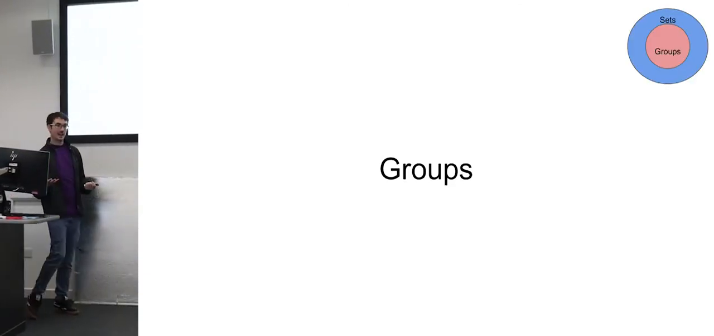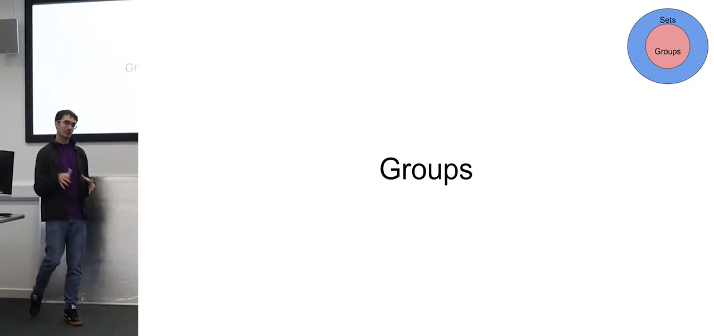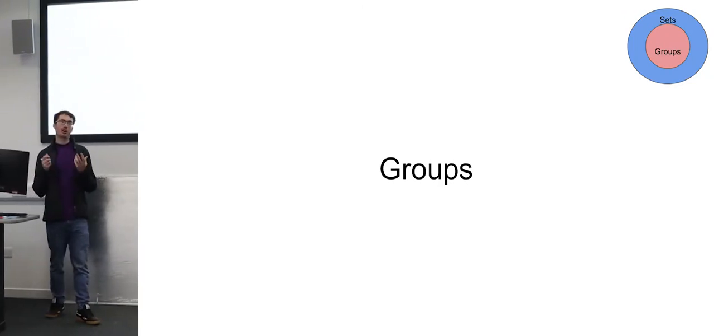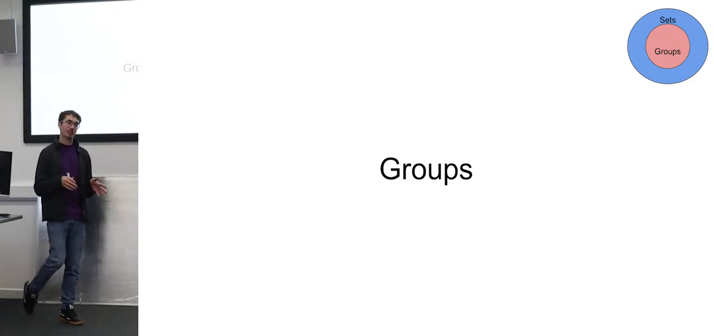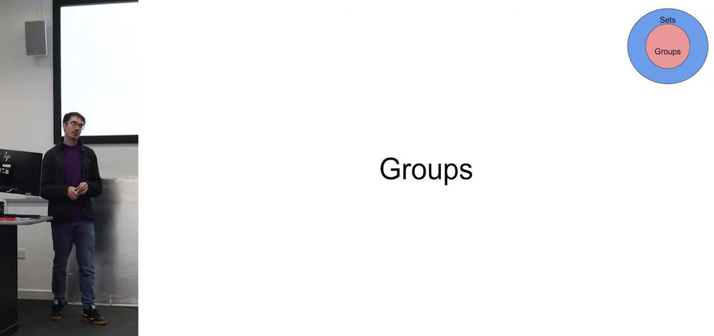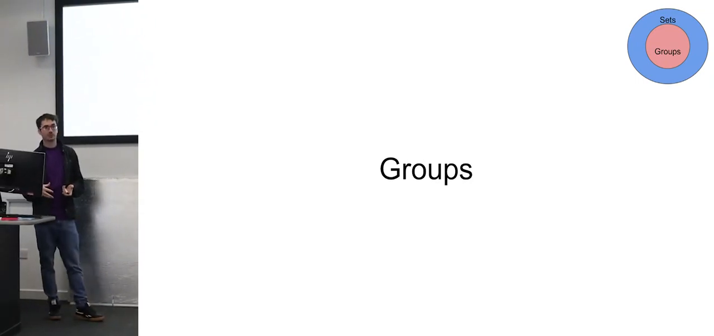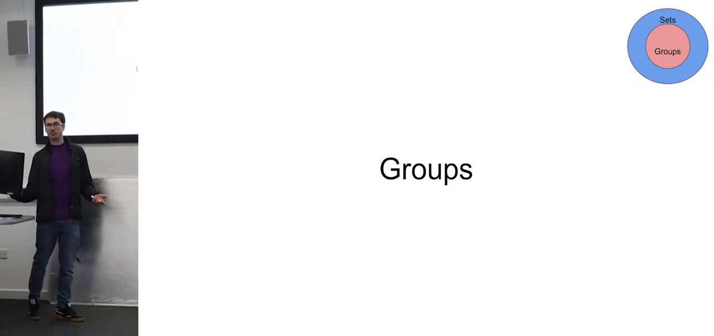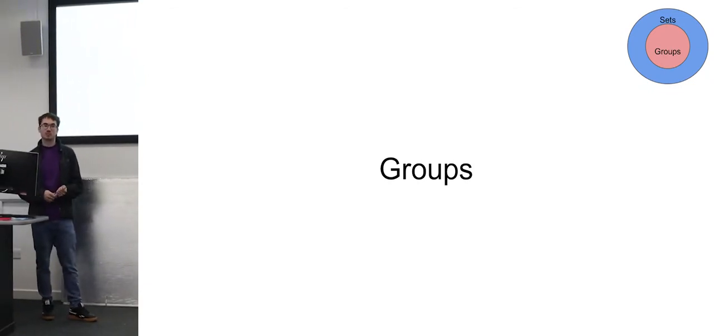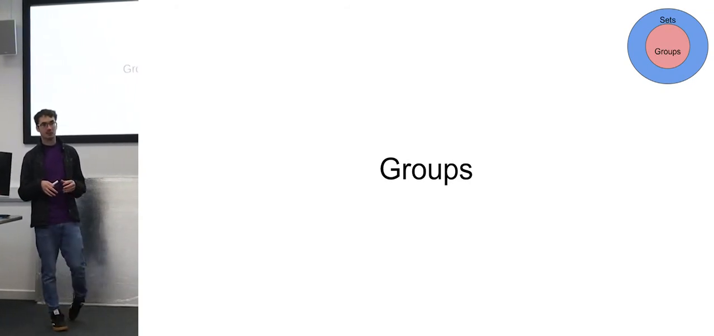Okay, so that's a set. A set is a group of numbers, at least in cryptography, at least to start with. We're thinking about a group of whole numbers between 0 and n. And then a group brings in this thing called an operation. So you all know what operations are, like addition, multiplication. So a group applies an operation to a set.